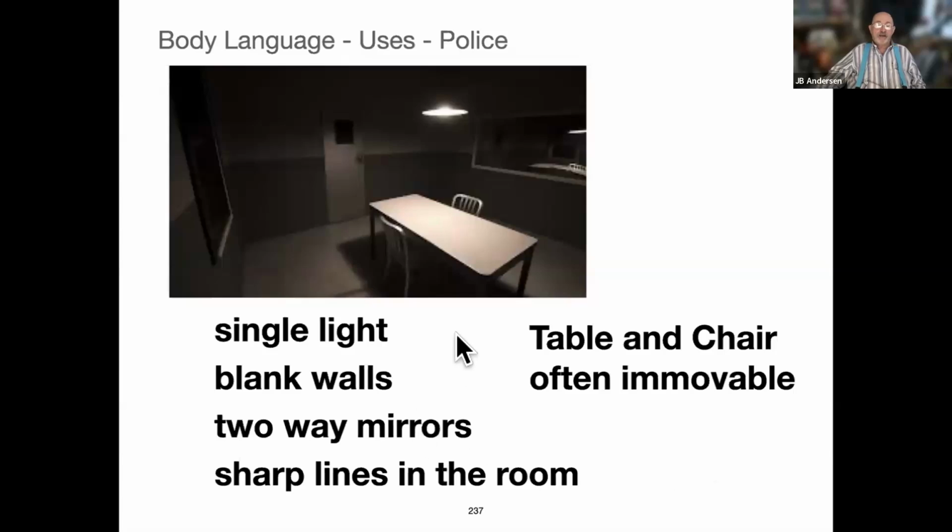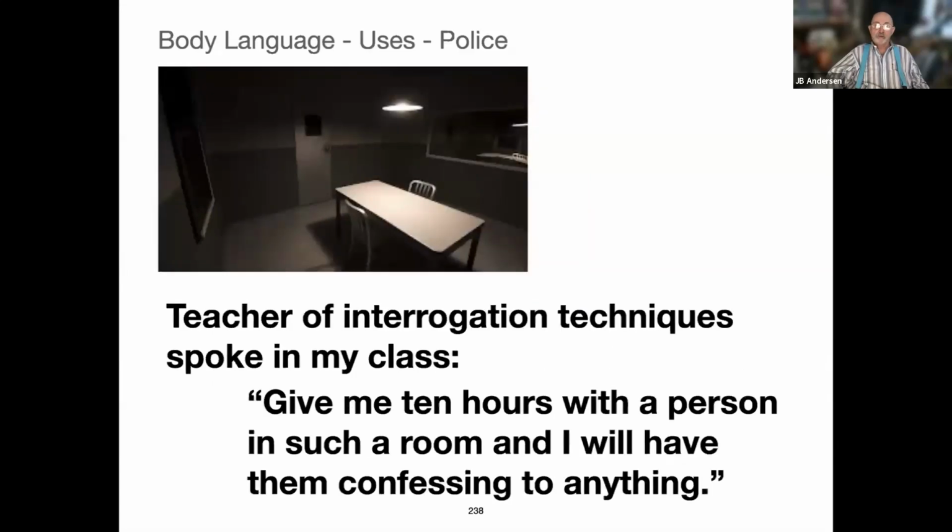And the sharp lines in the room, everything is squared off. Nothing round or circular or diagonal and the table and chairs are often made immovable. They will be screwed to the floor. There's enough room for you to get into the chair and sit at the table, but you can't move any of it. And that's ouch. That's a big ouch for the person being questioned.